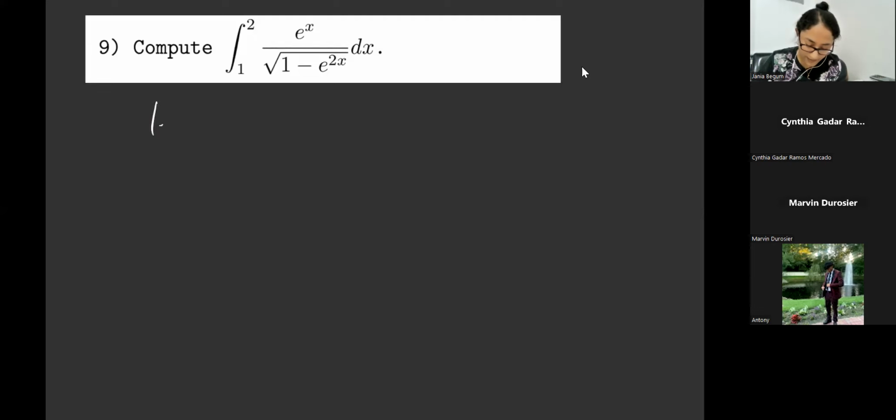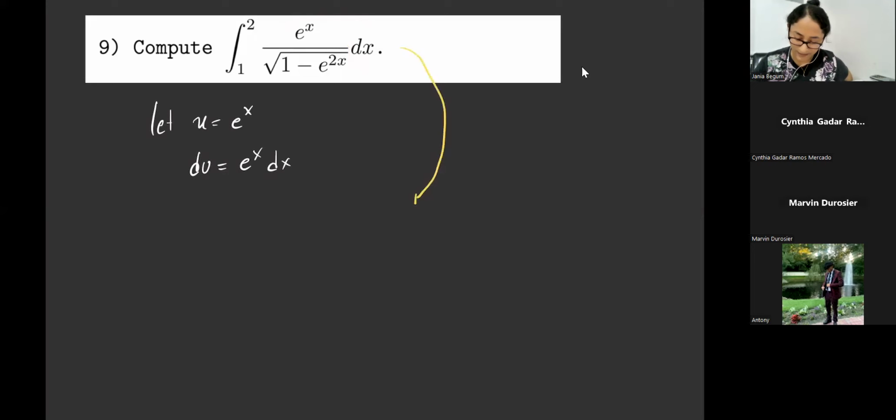Okay, so let u represent e to the x. That means du will be e to the x dx, and that's exactly what you have here. That's why it works. So I wouldn't go with any other method than u sub. If I do that, this now becomes the integral.